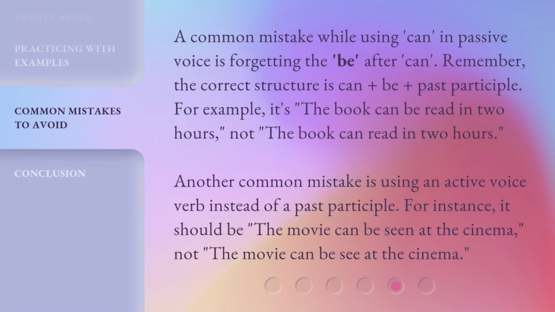A common mistake while using can in passive voice is forgetting the be after can. Remember, the correct structure is can plus be plus past participle. For example, it's the book can be read in 2 hours, not the book can read in 2 hours. Another common mistake is using an active voice verb instead of a past participle. For instance, it should be, the movie can be seen at the cinema, not, the movie can see at the cinema.